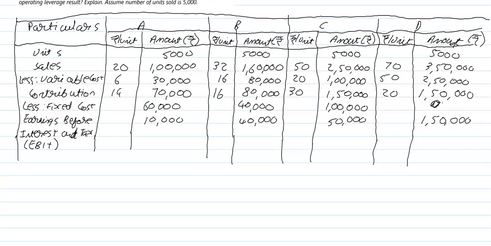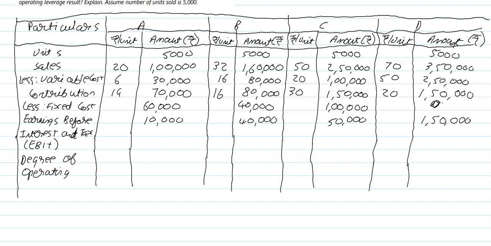And I know my table is terrible, I'm a very bad artist, but I'm sure students will be much better equipped using pencil and scale. Now, we know that the degree of operating leverage is equal to contribution upon EBIT. We have contribution and we have EBIT, so simply divide.